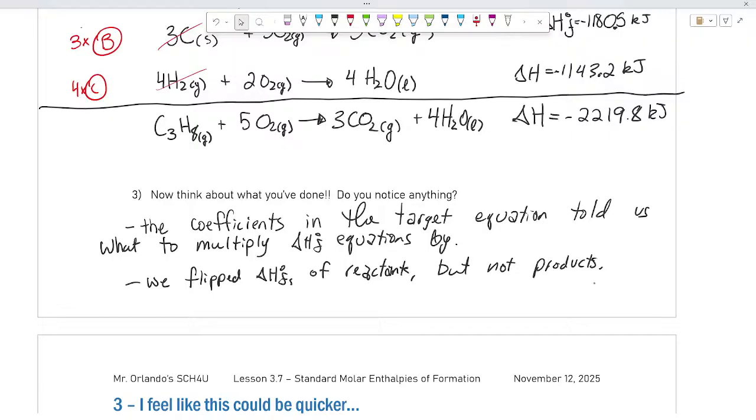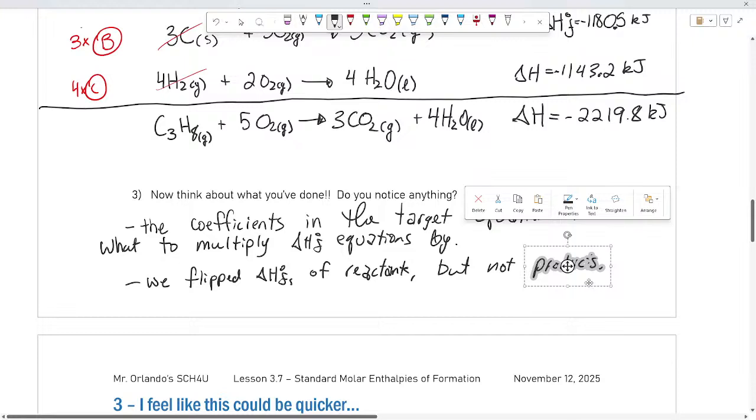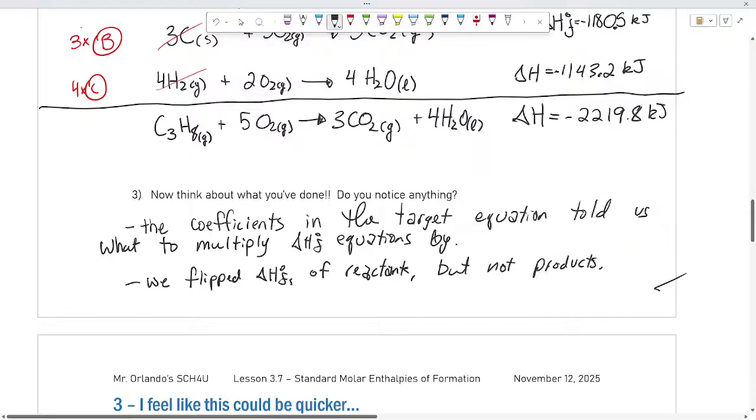The other thing we discovered is that because a formation enthalpy leaves the thing you're talking about on the right side of the equation, if you want it to be a product, you just leave it alone. But if you want it to be a reactant, you have to flip that. Does that make sense? Formation enthalpies naturally put things as a product. So if you want to get it on the other side, you have to flip that equation.